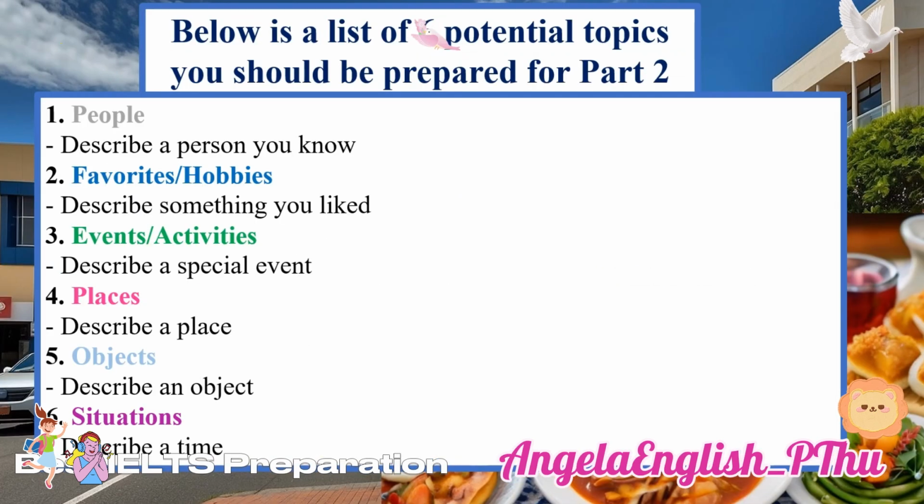Below is a list of 6 potential topics you should be prepared for Part 2. 1. People. Describe a person you know. 2. Favorites, hobbies. Describe something you liked. 3. Events, activities. Describe a special event. 4. Places. Describe a place. 5. Objects. Describe an object. 6. Situations. Describe a time.